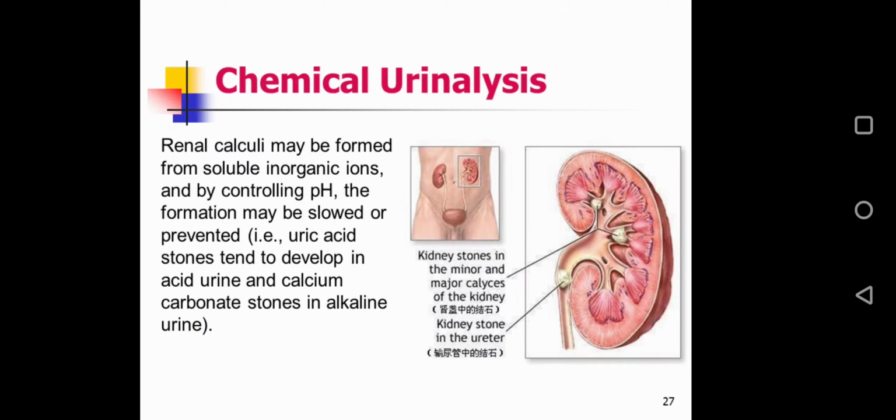Renal calculi may be formed from soluble inorganic ions, and by controlling pH, their formation may be slowed or prevented. Uric acid stones tend to form best in acid urine, and calcium carbonate stones in alkaline urine.